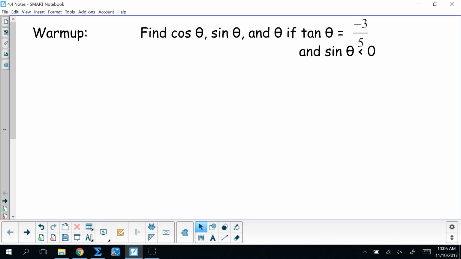If tangent is negative, it's going to be in quadrant 2 or 4. Agree? And if sine is less than 0, it's going to be in quadrant 3 or 4. So tangent being negative tells me it's in 2 or 4. Sine being negative tells me it's in 3 or 4. So theta in this case is in quadrant 4, because that's where both of them happen.